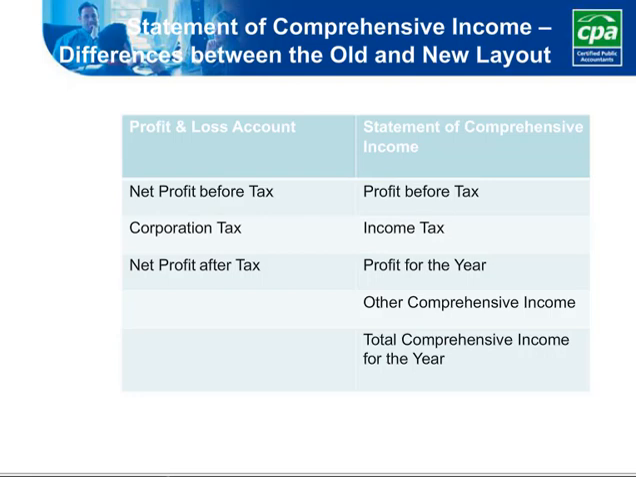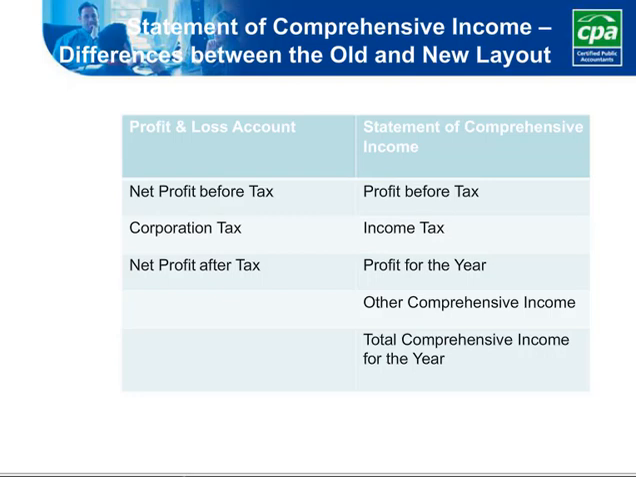Continuing on by comparing our profit and loss account with our statement of comprehensive income, our net profit before tax is now known as a profit before tax. Corporation tax is now known as income tax. The IASB felt that investors would be able to understand the term income tax better, as they would be more familiar with it on a personal tax basis, and therefore this is what is used now for all standards in relation to tax. Our net profit after tax under profit and loss has now become, under the statement of comprehensive income, our profit for the year.